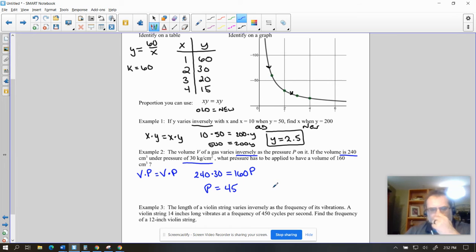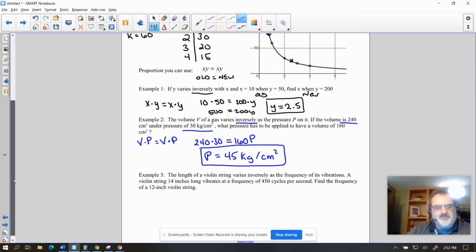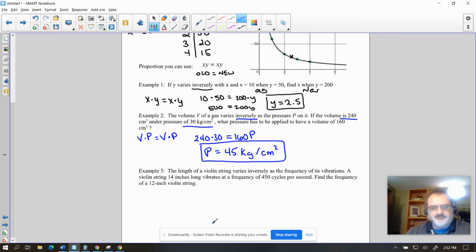Then 45 what? Gallons? Miles? Pressure is, you look back up here in the problem, and pressure is defined as kilograms per centimeter squared. So that's how I end my problem. Kilograms per centimeters squared. And that's my pressure. Okay, not too hard of a problem there. All right, let's do the next one.